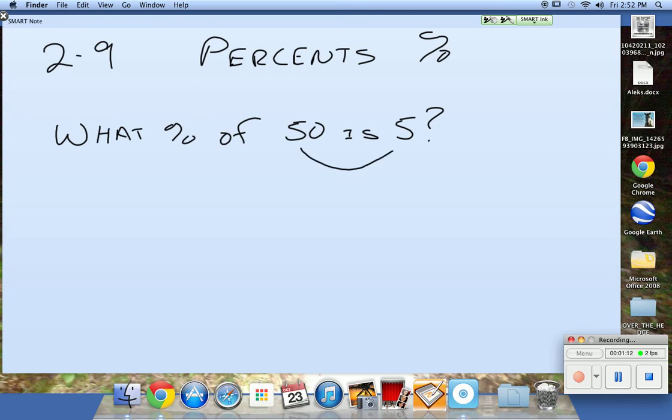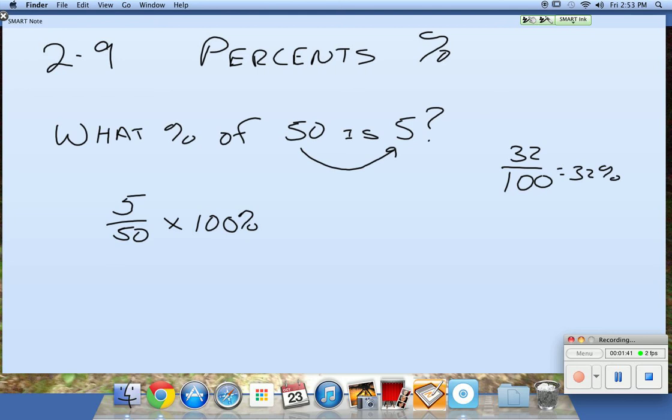50 and you're going to divide it into your 5. So it'll be 5 divided by 50. And then we can multiply this by 100. And it's actually 100% is what it's called. So we're multiplying it by 1. If you remember what we did before, we said if we divide a number by 100, then it becomes a percent, 32%. Well, if we multiply this by 100, it would turn out to be just that number.